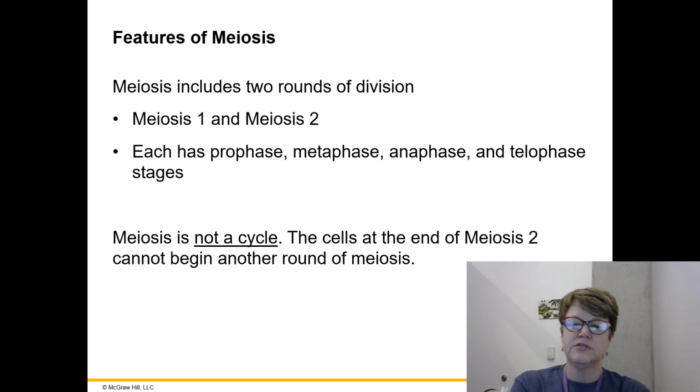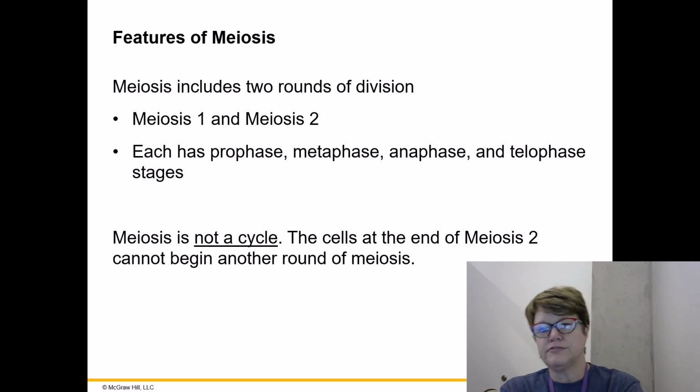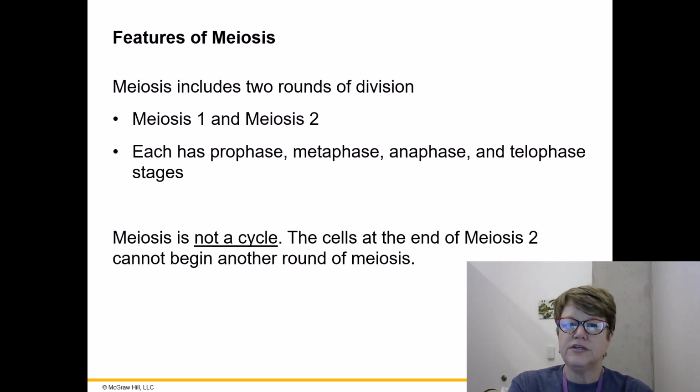Sometimes we use Roman numerals. In this slide, I didn't. But meiosis 1 and meiosis 2, each of these has within it prophase, metaphase, anaphase, telophase, and cytokinesis. When we're in meiosis 1, we say prophase 1, metaphase 1, anaphase 1, telophase 1. And when we're in meiosis 2, there's prophase 2, metaphase 2, anaphase 2, and telophase 2.